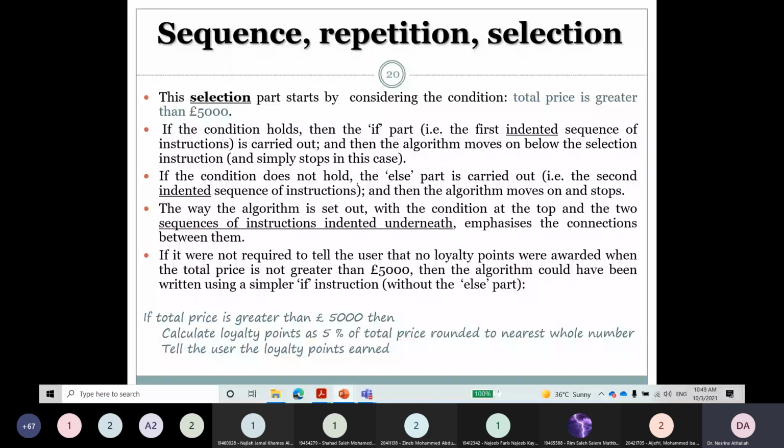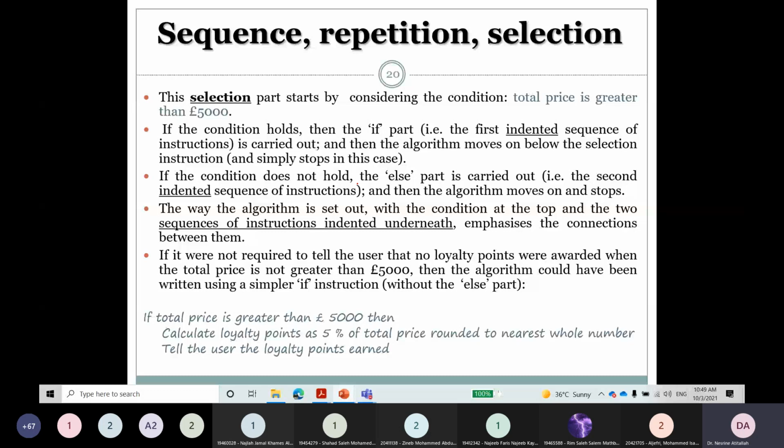So if it were not required to tell the user that no loyalty points were awarded when the total price is low, the algorithm could have been written using simply the if instruction. If you don't need to communicate to the user that he didn't have any loyalty points, you can use only the if. You don't need to use the if else.